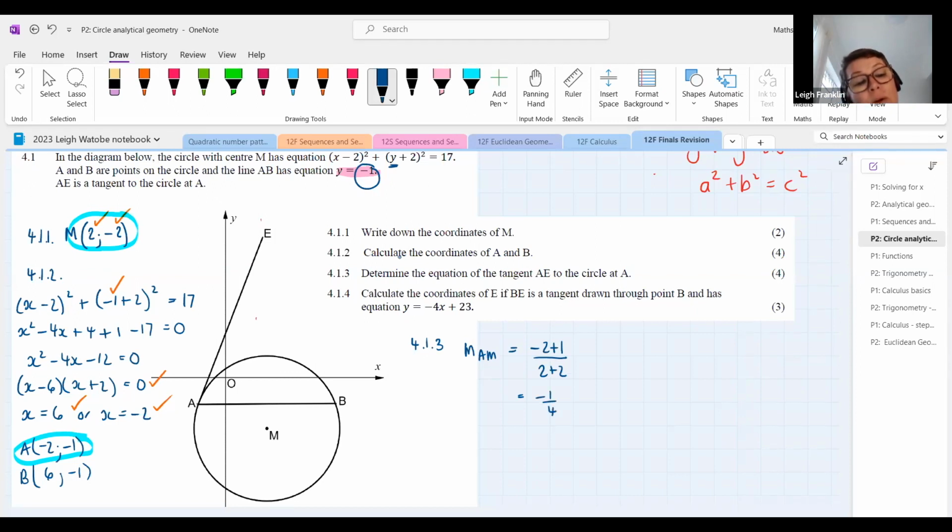And again, if we look at it, not that the line is there and it doesn't even need to be there, we can see that it would have a negative gradient. So that makes sense. Now we can say that negative 1 over 4 multiplied by the gradient of our tangent gives us negative 1, because the radius is perpendicular to the tangent. Therefore, the gradient of the tangent would be equal to 4.